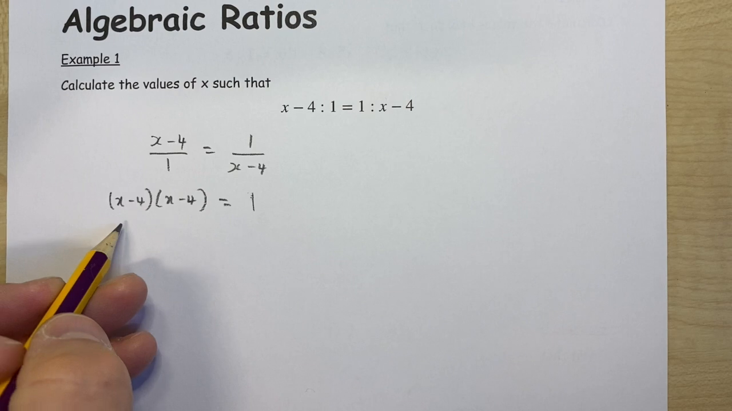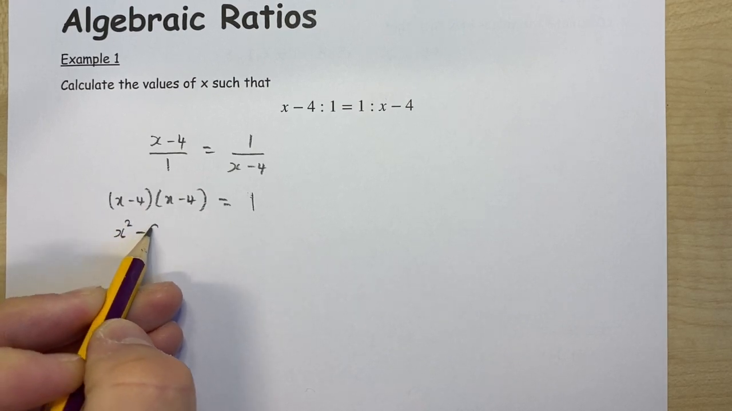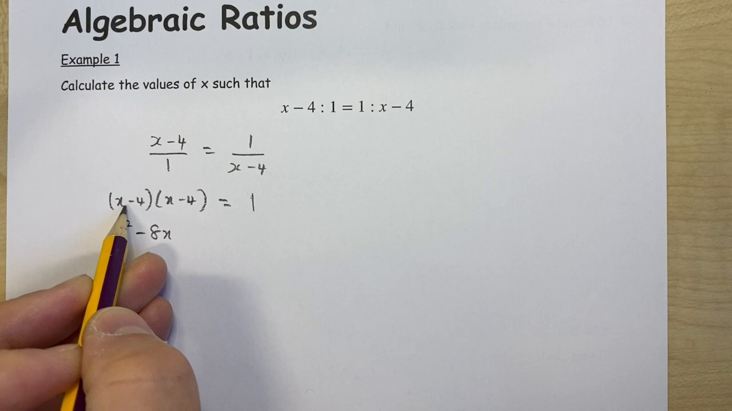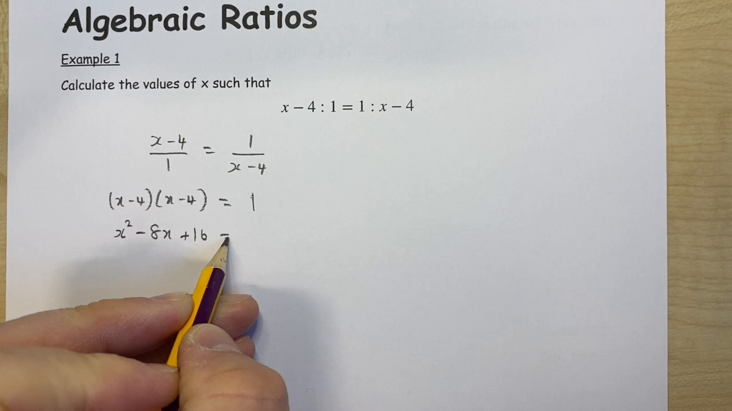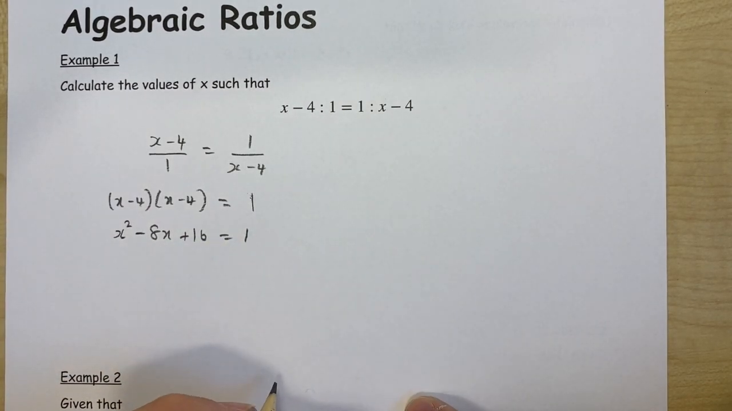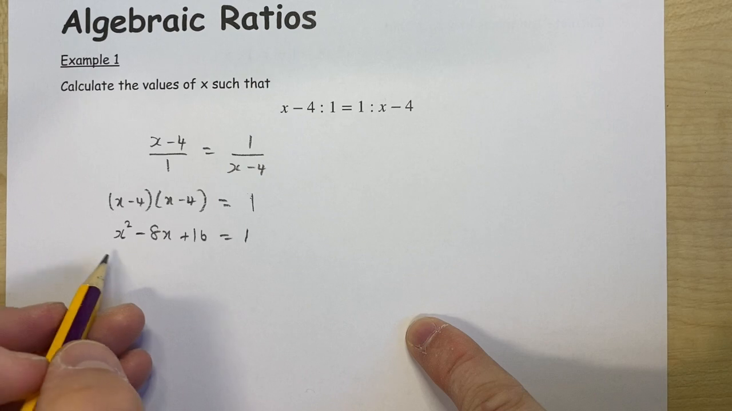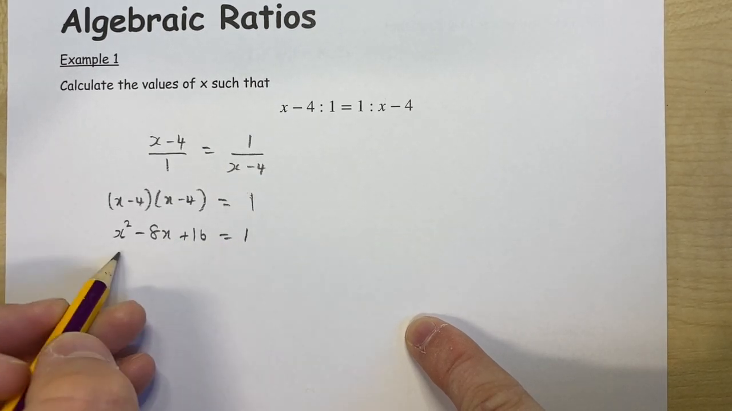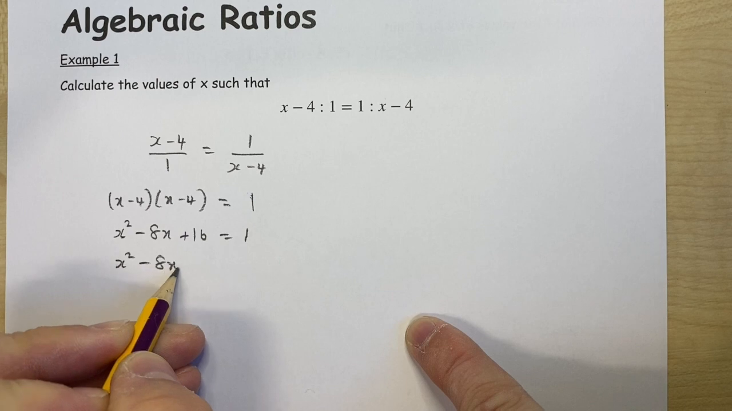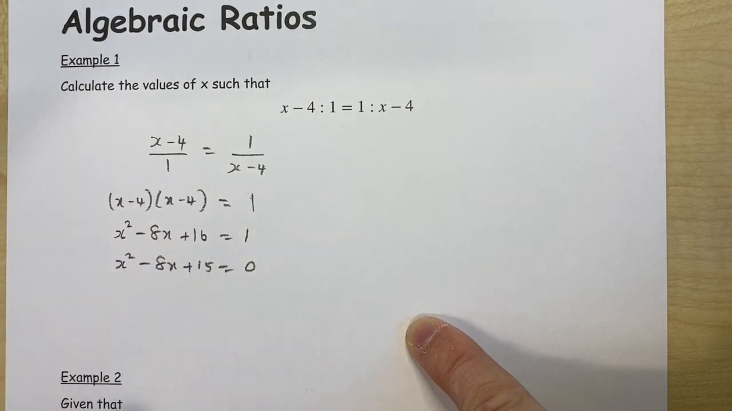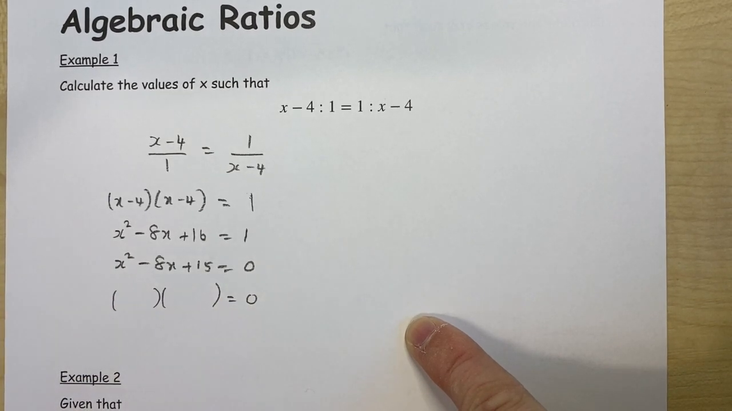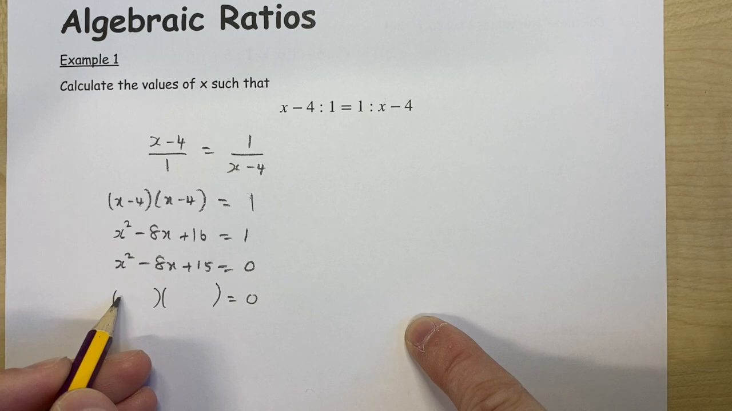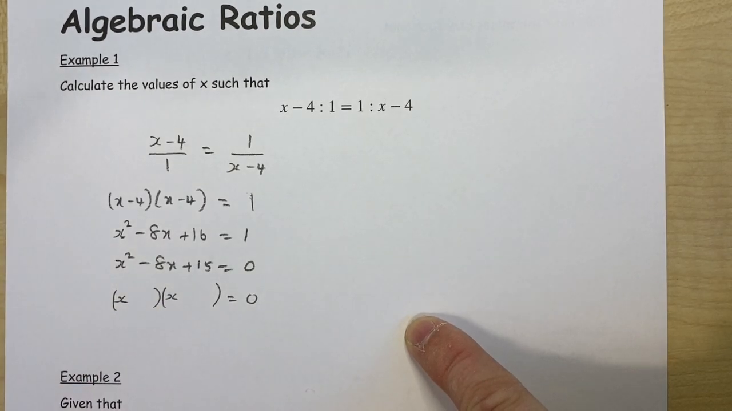If I remove the bracket here, I get x squared minus 8x, because minus 4x minus 4x is minus 8x, and a plus 16 equal to 1. Now, you know from previous work that in order to solve a quadratic, you cannot solve it unless it's equated to 0. So x squared take 8x plus 15 is equal to 0. And then you could use the quadratic formula now that you know it. However, we can use our skills on factorising, which we've looked at earlier in the year as well.